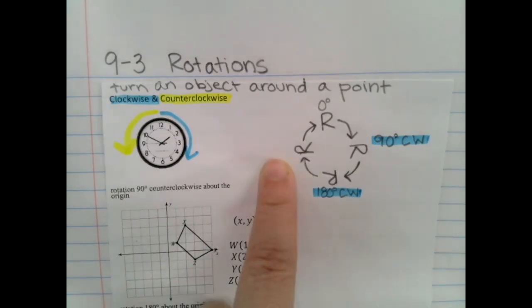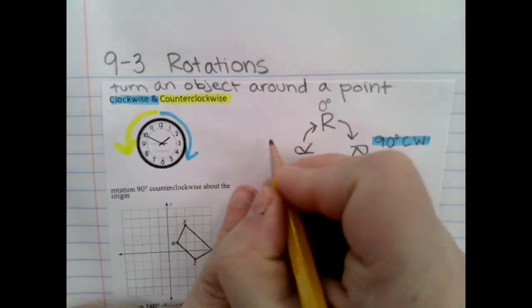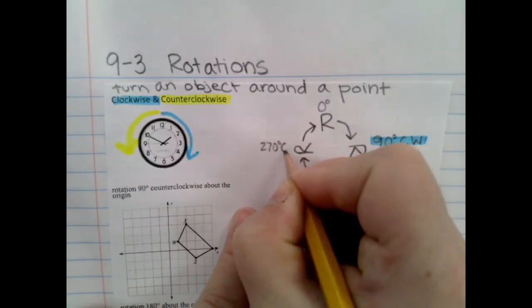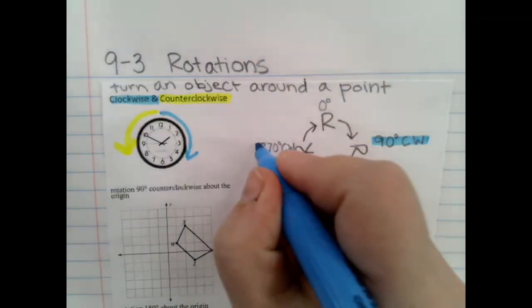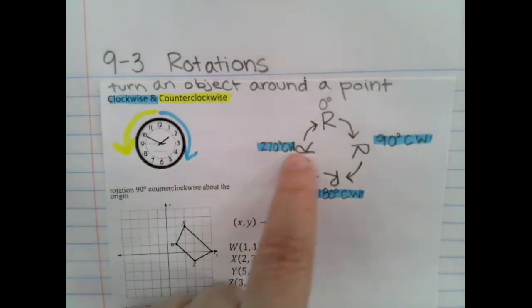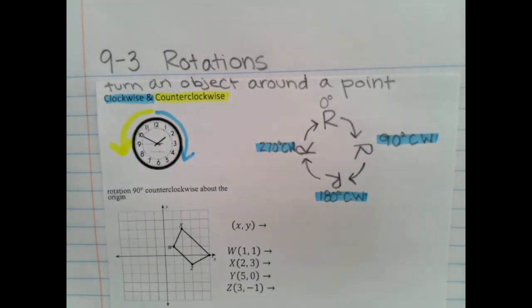Okay, then I go 90 degrees more. How much is 90 degrees more than 180? 270, good. And again, I'm going to put that CW for clockwise. Got a little crunched there, that's okay. Okay, and then if I end back at 0 degrees, that is the same as how much if I go all the way around? 360.